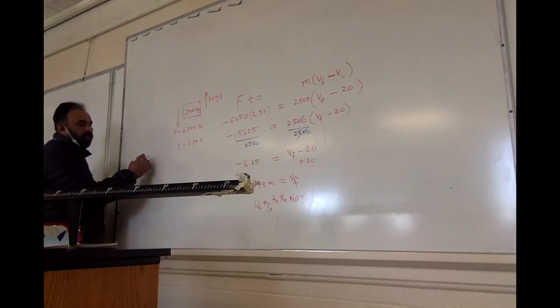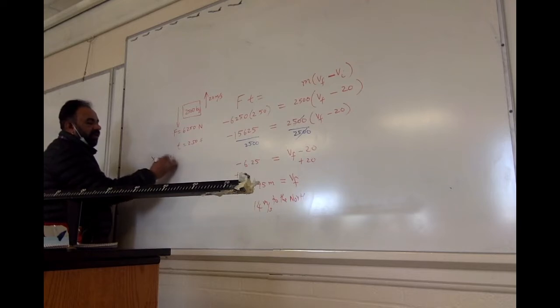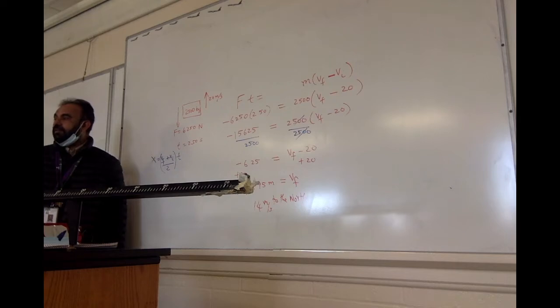So for part 2, use this equation. X is equal to VF plus VI divided by 2, times time. 2.5. Stop talking.